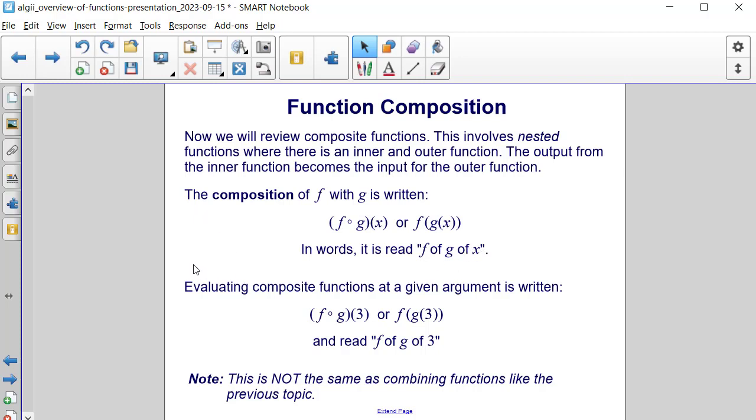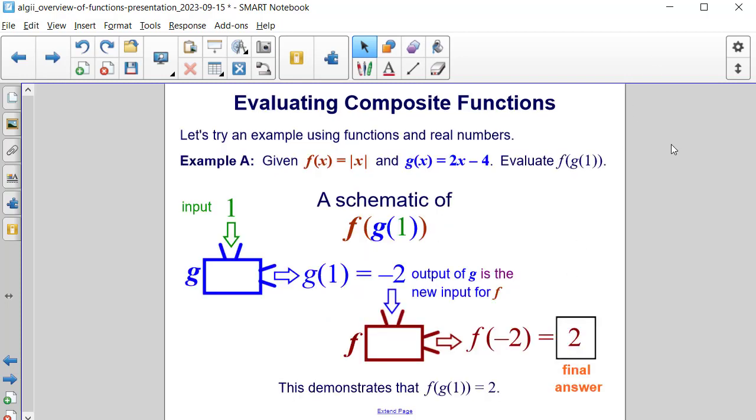Evaluating composite functions at a given argument is written as f of g of 3. So again, we have that circle there, and that circle means "of" for the composite function. And it's worth noting that this is not the same thing as combining functions in operations as we did in the previous topic. Let's try an example of composite functions using real numbers.